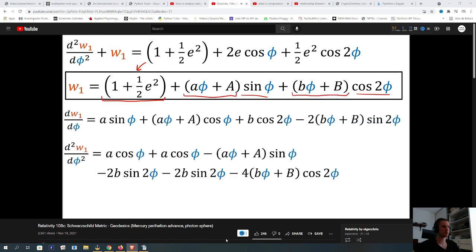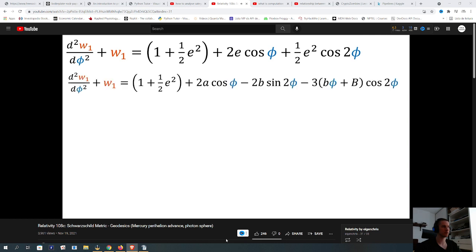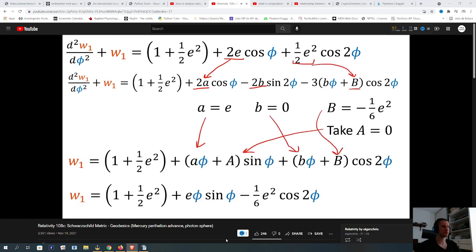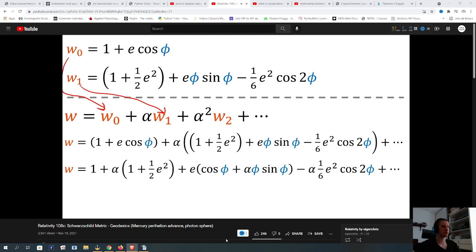If we find the second derivative and add it to the original function, we get this. Matching this form with the original differential equation, we get that small a is the eccentricity, small b is 0, big B is negative 1/6 e squared, and big A's value doesn't matter, so we'll just take it to be 0. Putting w0 and w1 back into the power series, we notice this sine term multiplied by a linear factor, and this is the term that causes the advance of the perihelion.